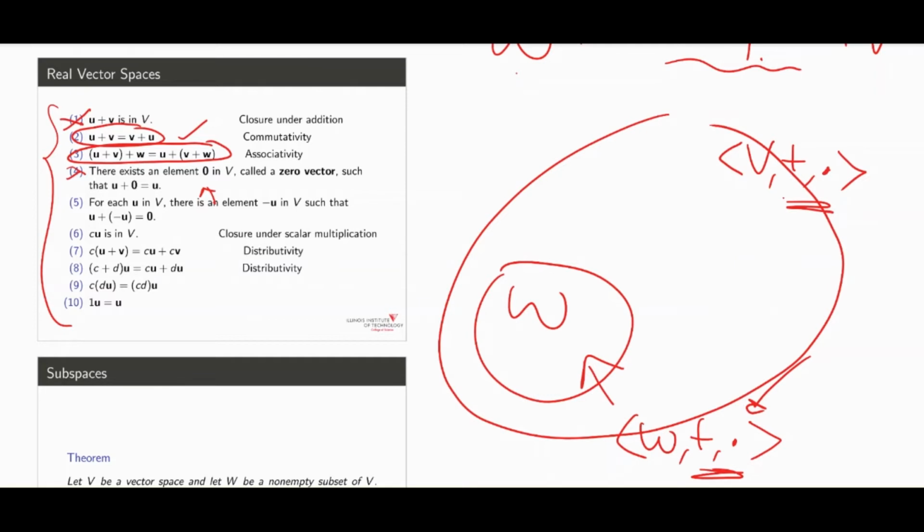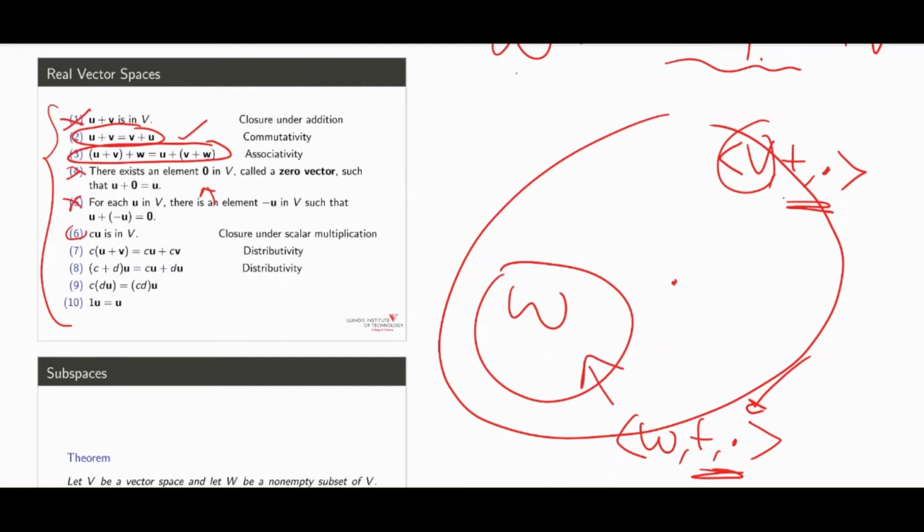So having a negative: you have a vector here, which is U, all right? So the negative of U could be right here. It doesn't have to be guaranteed that it's in W, but they are still in V. So again, this is not considered inherent for elements that are in W. So this is also problematic.